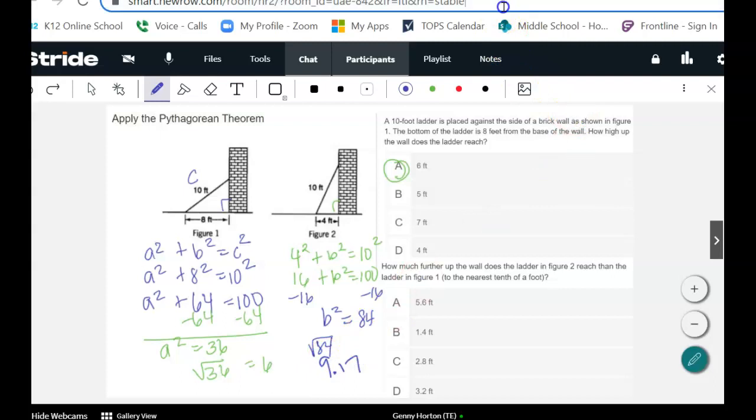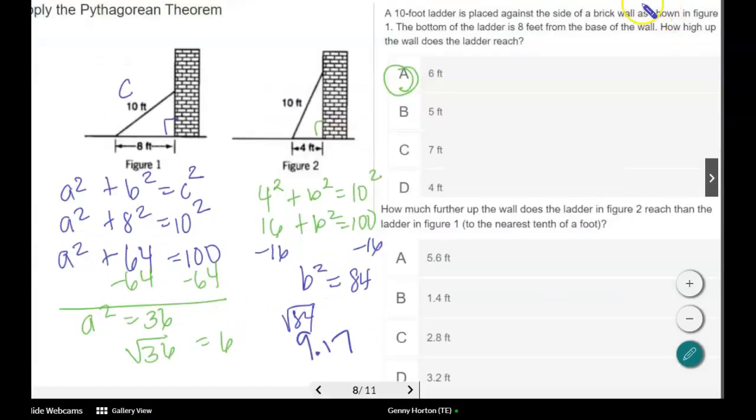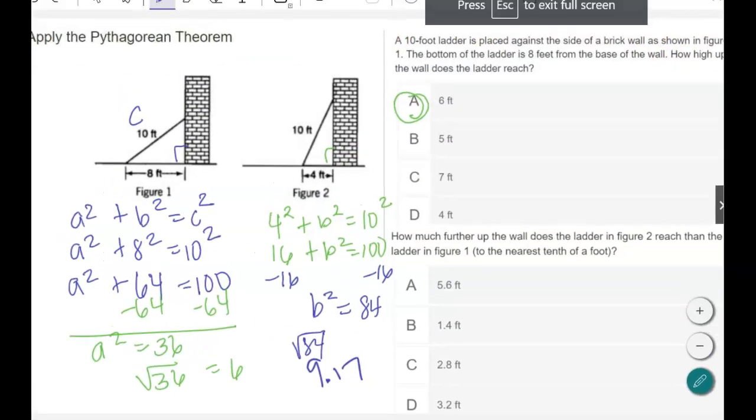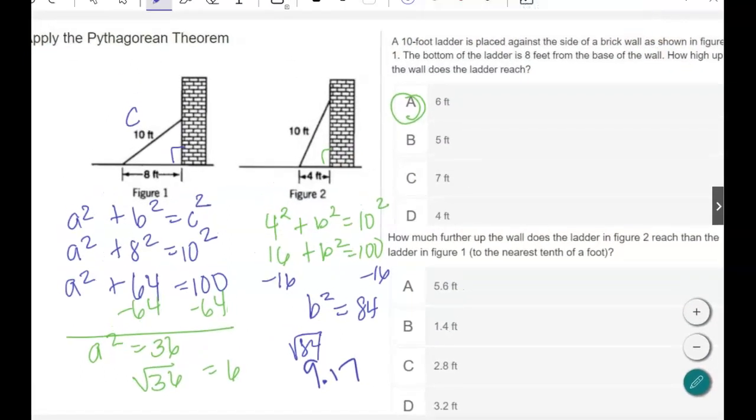So the question that we're trying to answer is how much further up the wall is the ladder? And it says that this one was 6. It does say to round to the nearest 10th. Those are the directions, Miss Horton. So 9.2. So when you do the difference there, you have to do the 9.2 minus the 6. It's 3.2.